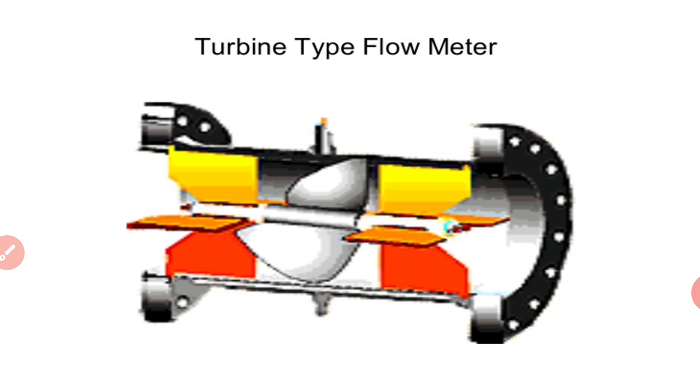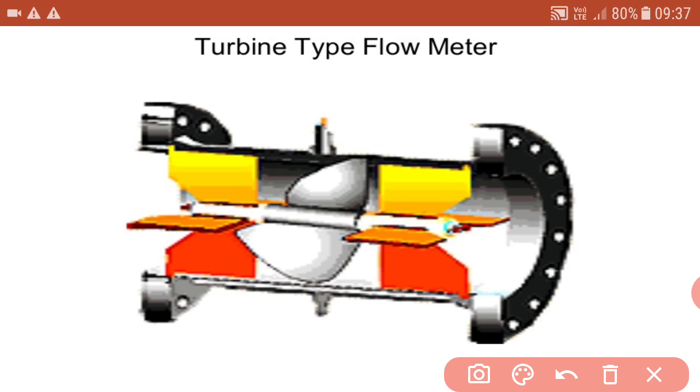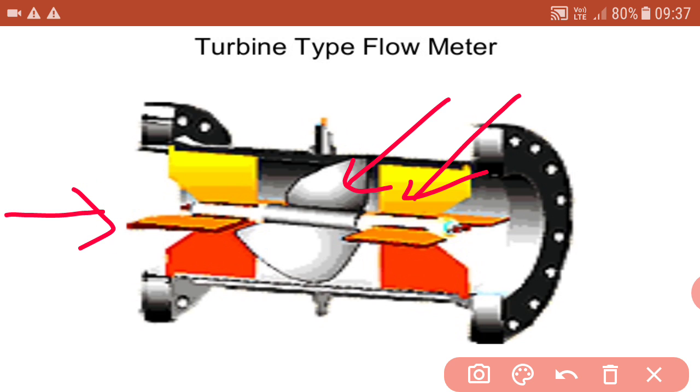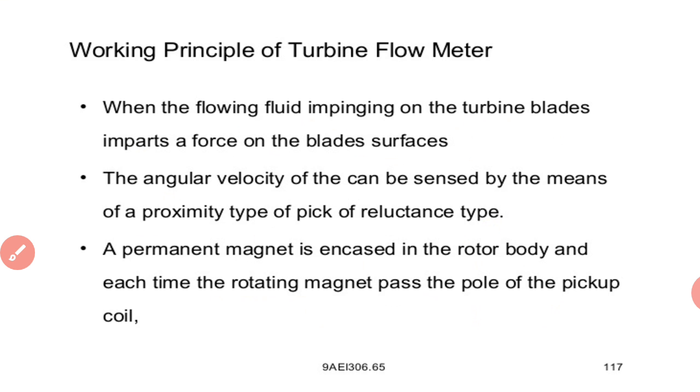This is the three-dimensional turbine flow meter. Here we can see the blades. Whenever the fluid is flowing through this, there is a force on the blades and the blades rotate with angular velocity v, which is directly proportional to the velocity of the fluid to be measured. So this way we can find the velocity.